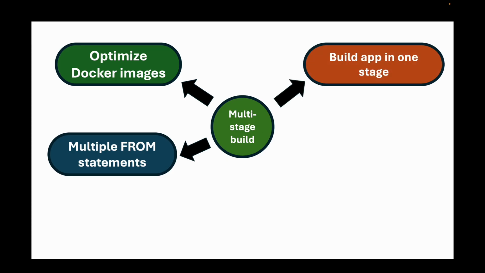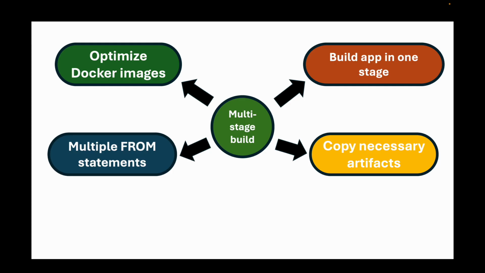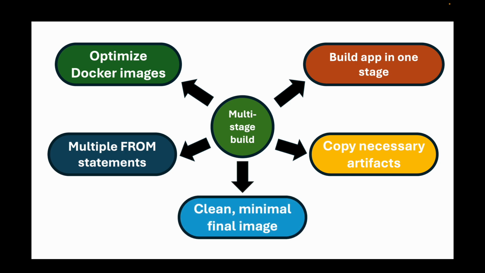This way, you can build your application in one stage with all your dependencies or the tools that are needed for building the package, and then copy only the necessary artifacts like your binaries or the final compiled files into a clean, minimal final image. Now, this will dramatically reduce the image size, improve the security by excluding all the build tools that are not needed, and leads to faster deployments of your application. So, let's see an example for this.